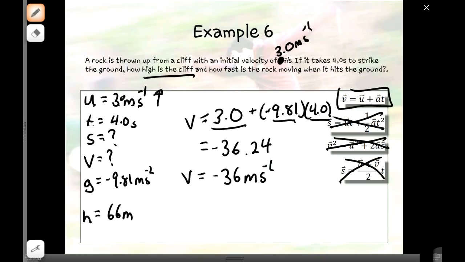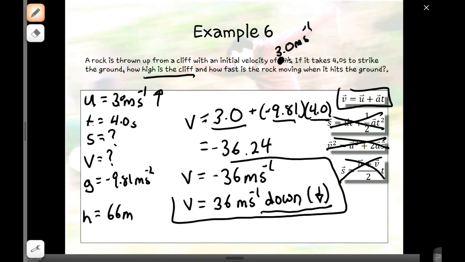Now, this is absolutely correct the way that it is. The negative sign tells me that it goes down. You could also rewrite this as 36 meters per second down. You can also just include the arrow pointing down. You cannot have the direction down and still have that negative sign, because the negative means the opposite. If you put the negative there, then that's going to be 36 meters per second in the opposite of down, which is up. So choose whichever one and stick with it. I prefer to have the direction and not the negative sign, but they both are correct.